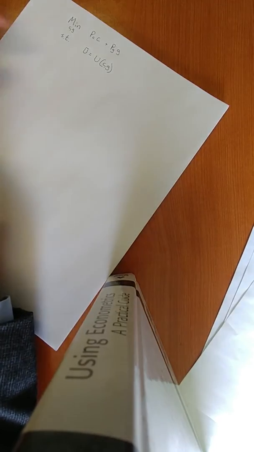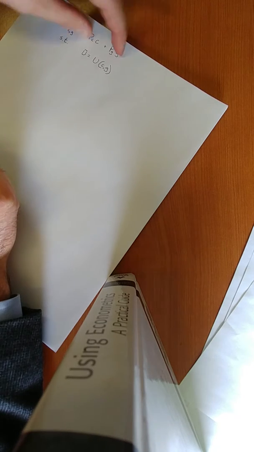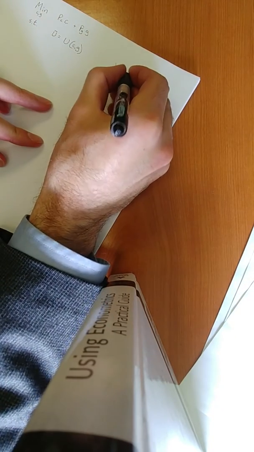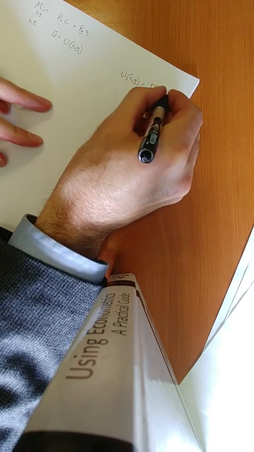So we want to find the lowest amount of expenditures that will allow us to achieve the utility that we want to achieve. Now let's say that our utility function is equal to the square root of C times G.